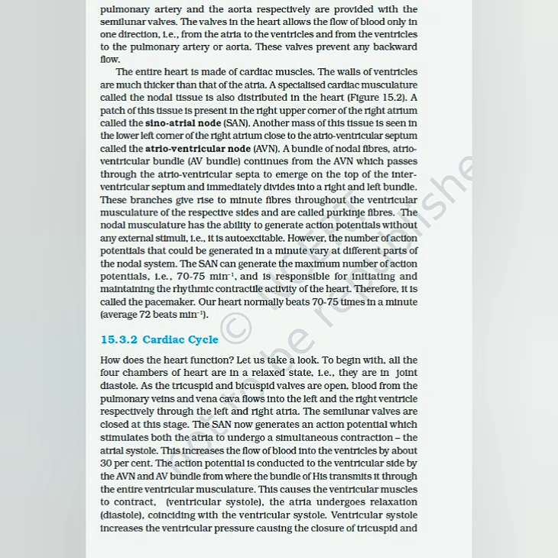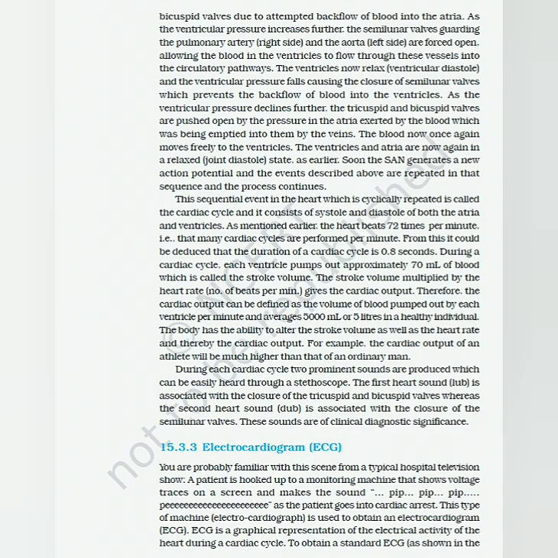The SAN now generates an action potential which stimulates both the atria to undergo a simultaneous contraction, the atrial systole. This increases the flow of blood into the ventricles by about 30%. The action potential is conducted to the ventricular side by the AVN and AV bundle, from where the bundle of His transmits it through the entire ventricular musculature. This causes the ventricular muscles to contract, ventricular systole. The atria undergo relaxation, that is diastole, coinciding with the ventricular systole. Ventricular systole increases the ventricular pressure, causing the closure of the tricuspid and bicuspid valves during the attempted backflow of blood into the atria.